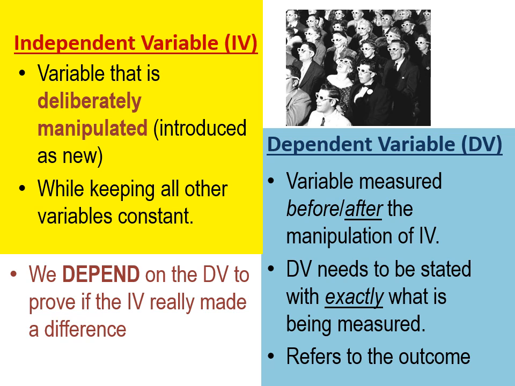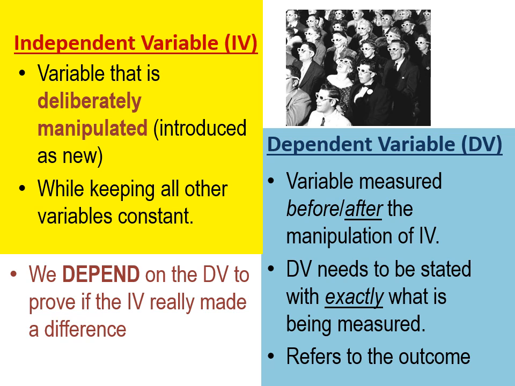It is the thing that we are changing. But you have to keep everything else constant and consistent in order for the study to work. The dependent variable is what we depend on. We depend on the dependent variable to tell us if the independent variable really made a difference or if it was just chance.